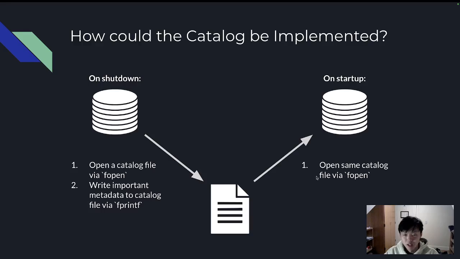Then on startup, we want to open that same catalog file via fopen, and we're assuming that this is not the first time you start up, in which case you would probably have an empty catalog. Then we want to parse the written metadata into active data structures, and these are your table structs, your database struct, or your column structs.